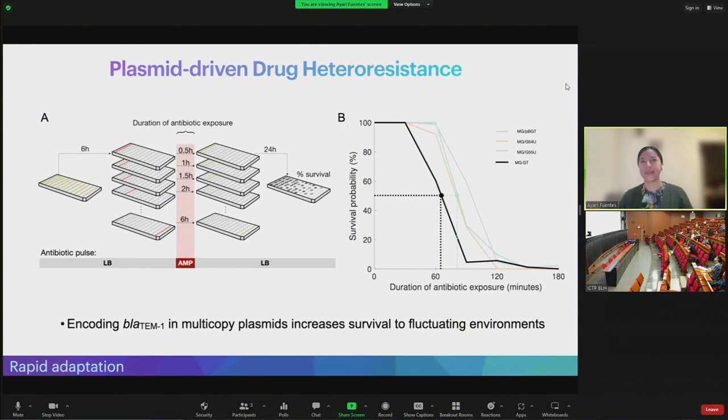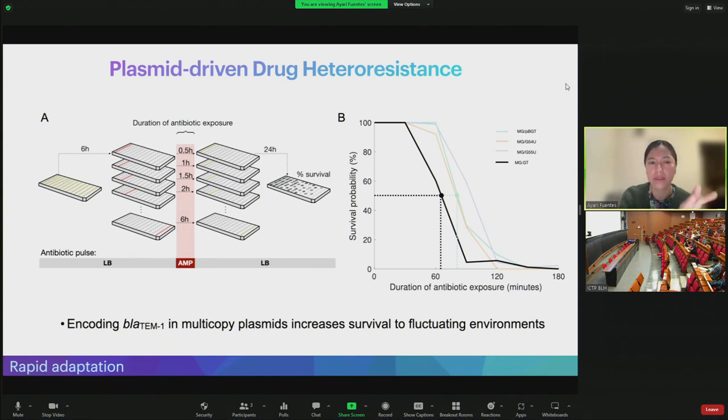So now, what is the consequence of this effect at a bigger scale, like the population level? What we did next is a population-level experiment with a pulse of antibiotic, but now in 96-well plates. These have really big populations, we have 200 microliters of bacteria in each well. And what we see is exactly the same, that the survival probability is going to increase a lot when the mutation is borne in the plasmid. So this multi-copy plasmid is going to increase survival in fluctuating environments. And by fluctuating environments, I mean pulses of antibiotics.